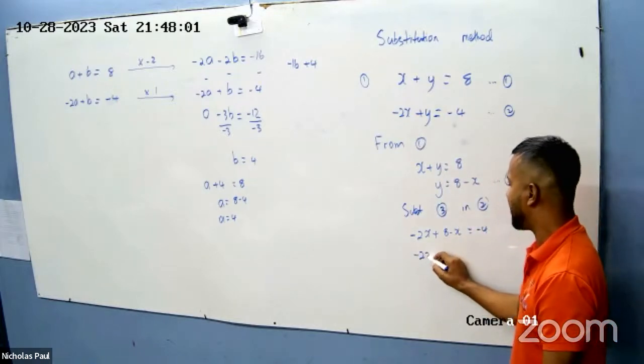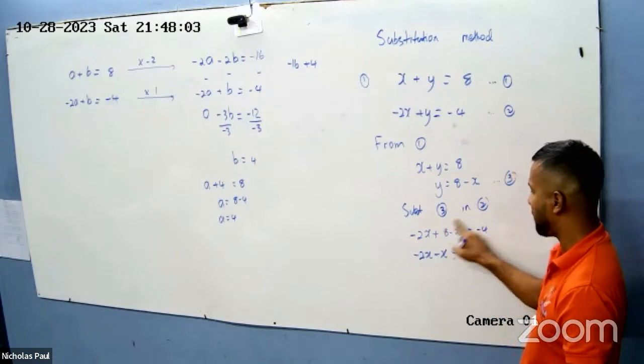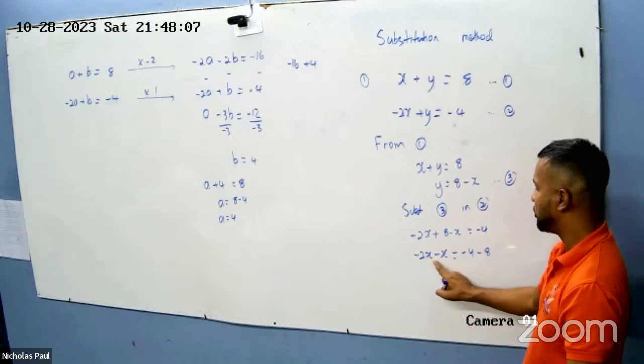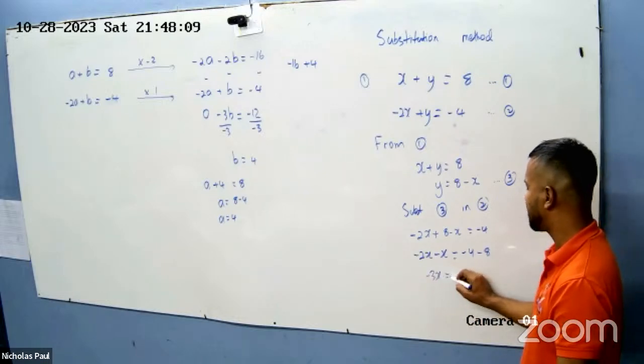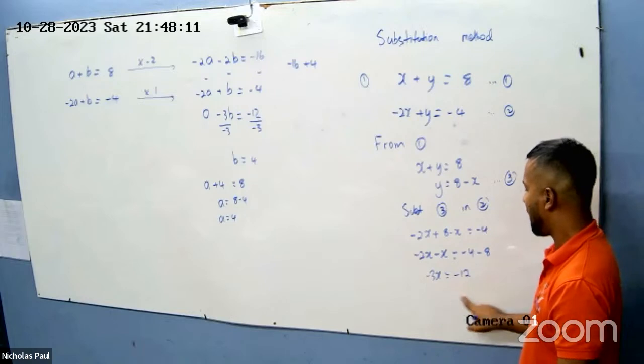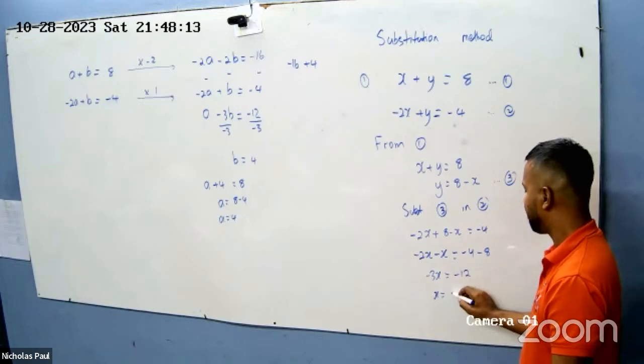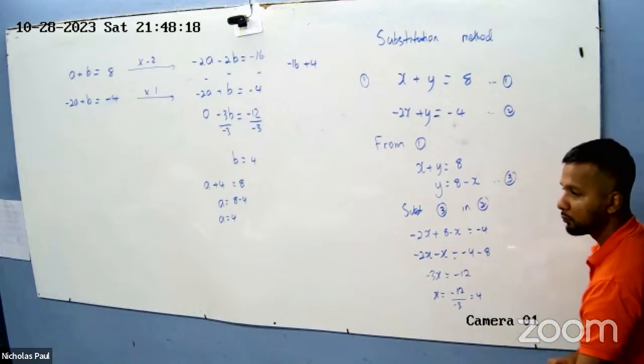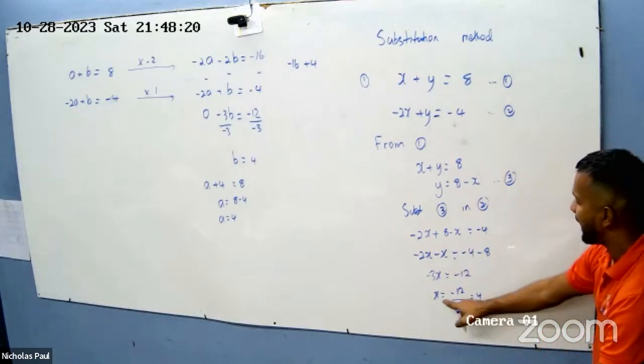I'll get minus 2x minus x. Carry across the 8, and I'll get minus 8. Minus 2x minus x is minus 3x, is minus 12. Carry across minus 3, and I shall get 4. And then x is 4.